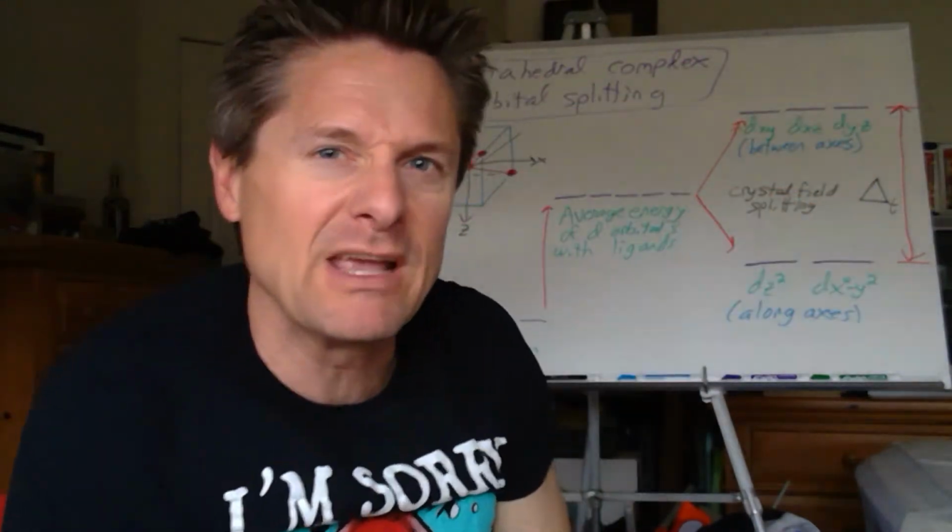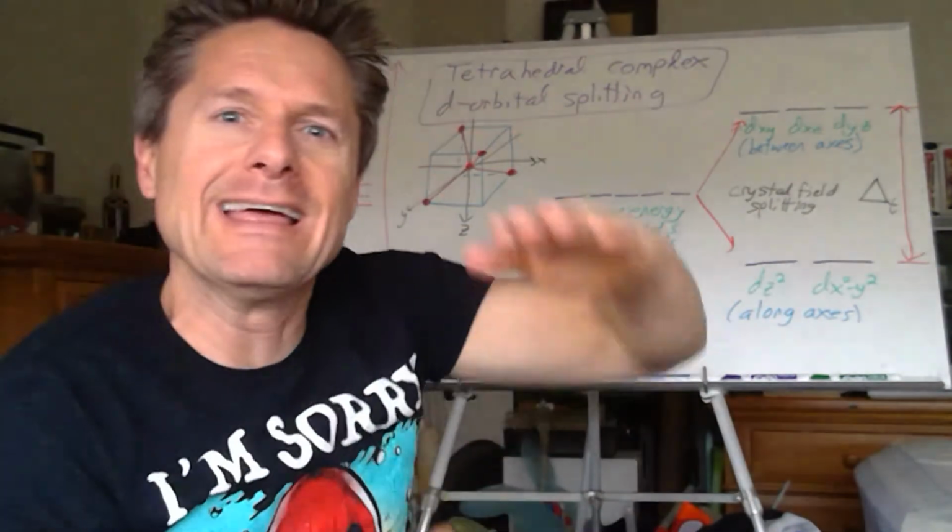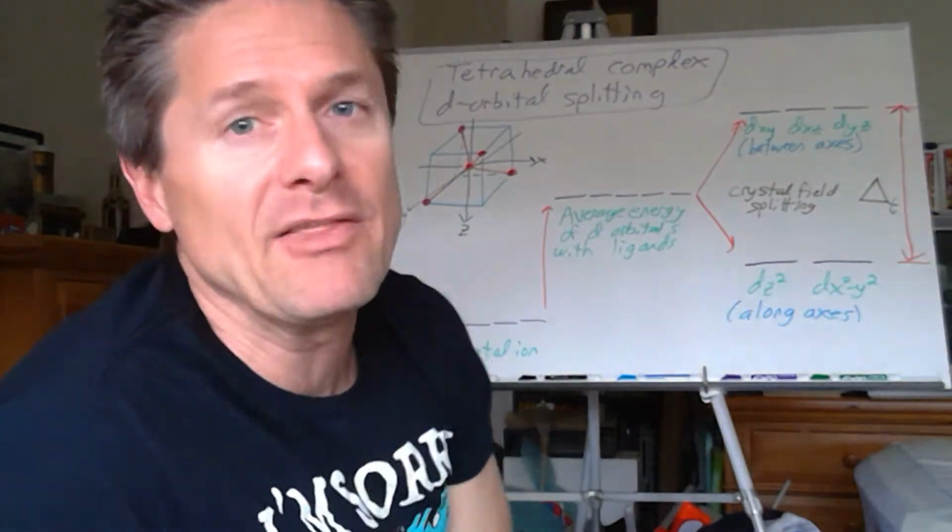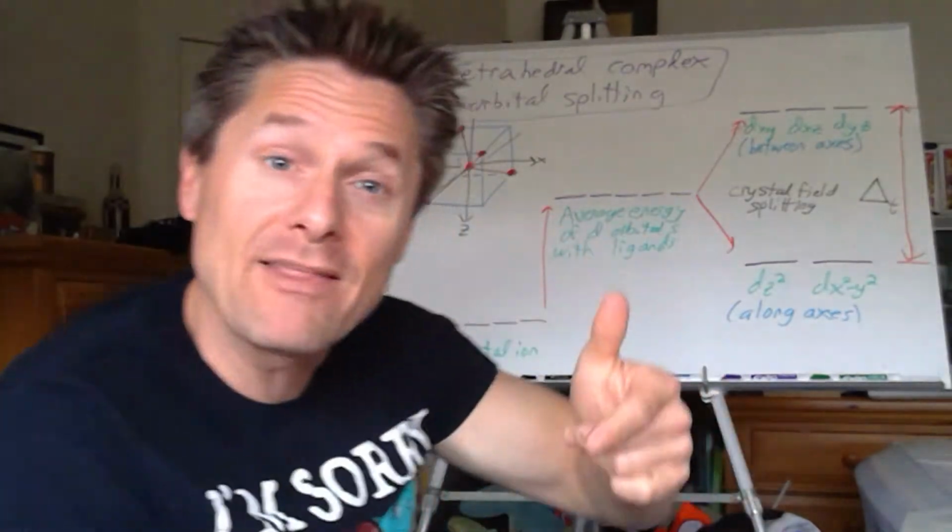So the octahedral splitting might be this much. The tetrahedral splitting might be this much. That's going to have some big consequences. I'll show the energy differences in the splitting in the next board. I just want you to get an idea of why they split.